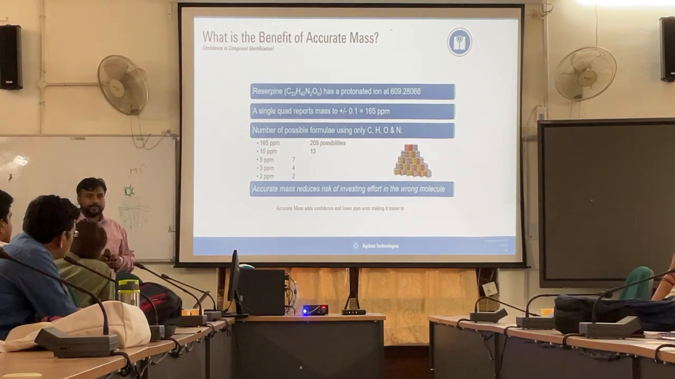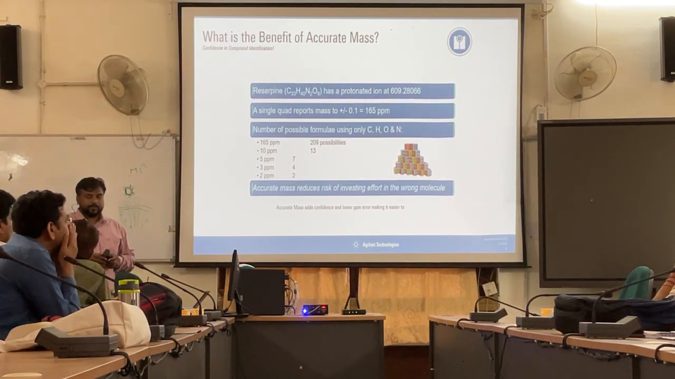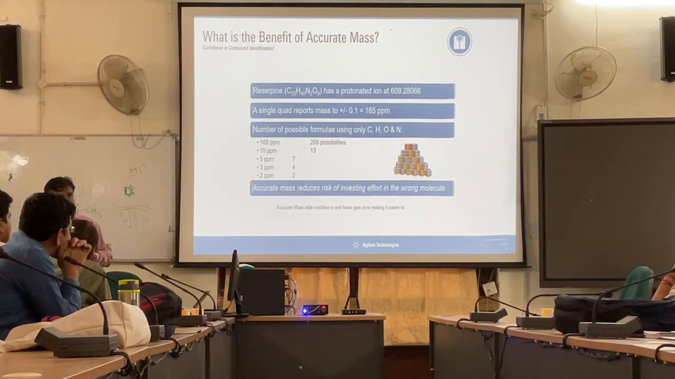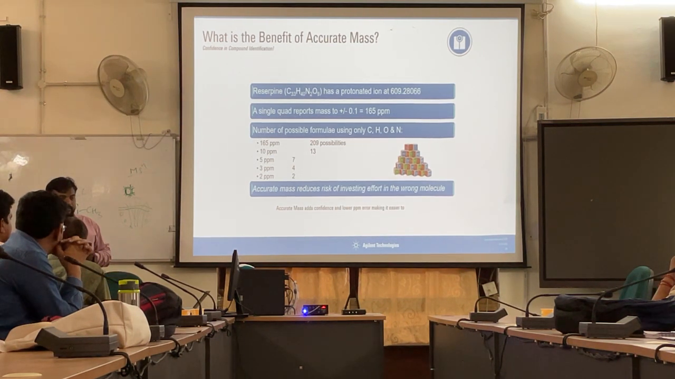Correct. Each mass is characterized by the whole number as well as the fractional mass. Now the whole number can have different combinations. CH2 and N: CH2 is 14, N is also 14. But if you look at the fractional masses, there will be a difference, and this TOF can help you get to those fractional masses.